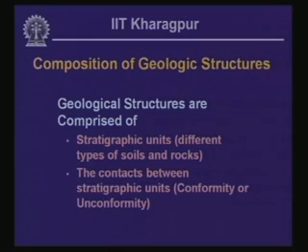Now, we actually begin with the subject matter. What is the composition of geologic structures? Now, you can imagine that geologic structures are comprised of different types of soils and rocks. These things we call geologic units. So, geologic units means different types of soils and rocks. Now, these different geologic units are going to be in contact with each other. Now, these contacts also are an essential part of a geologic structure. So, we need to describe how the different geologic units are in contact with each other, as well as what is the geometry of each of these different geologic units.